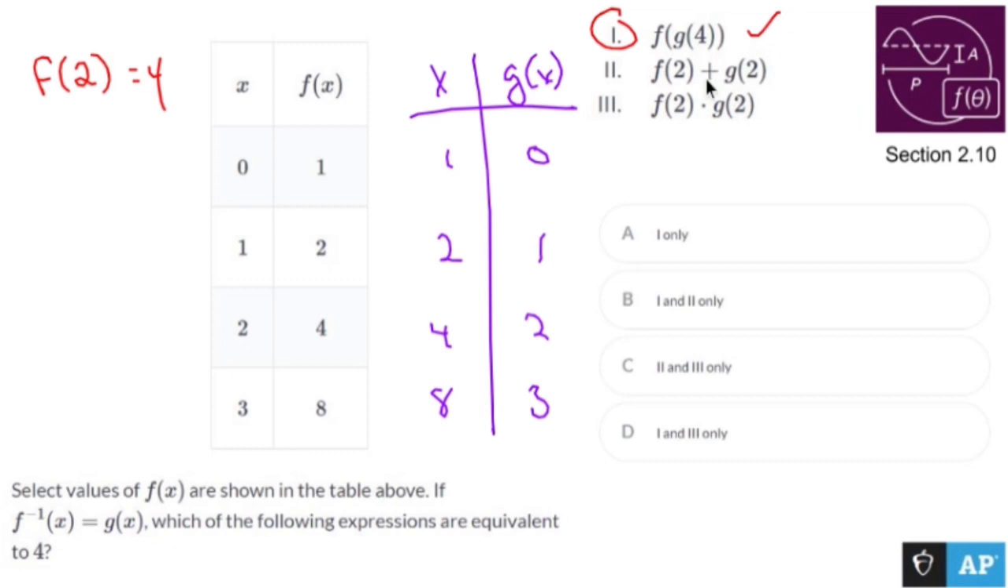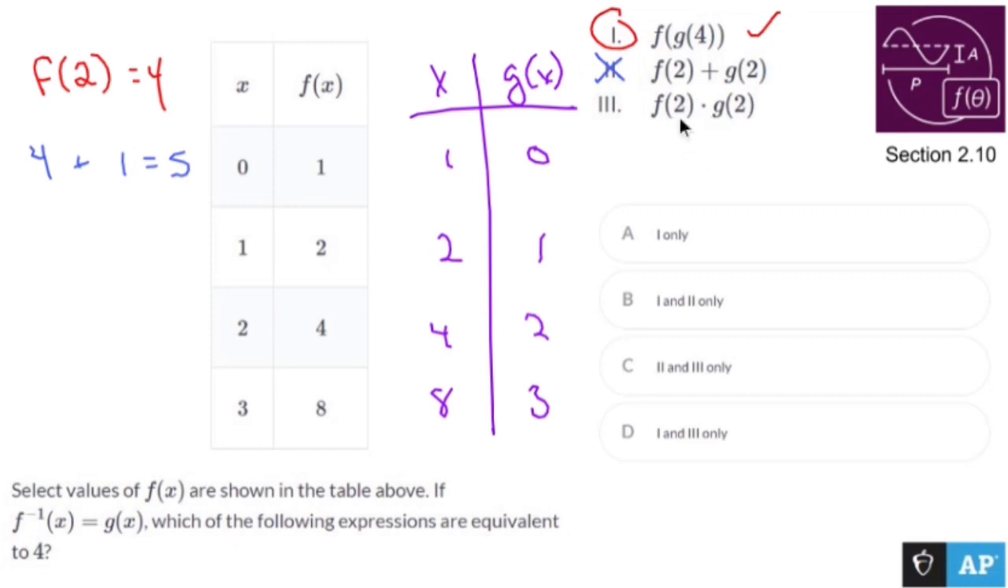Let me do this in blue. F of 2 is going to be 4. I already knew that. Plus g of 2 is going to be 1. You're 5. I wanted 4. Sorry.